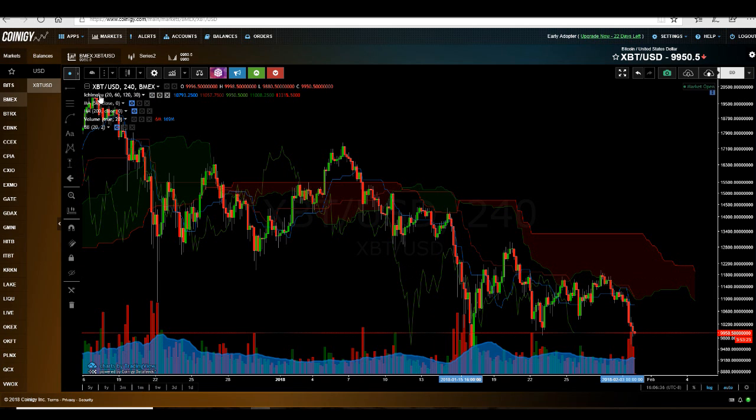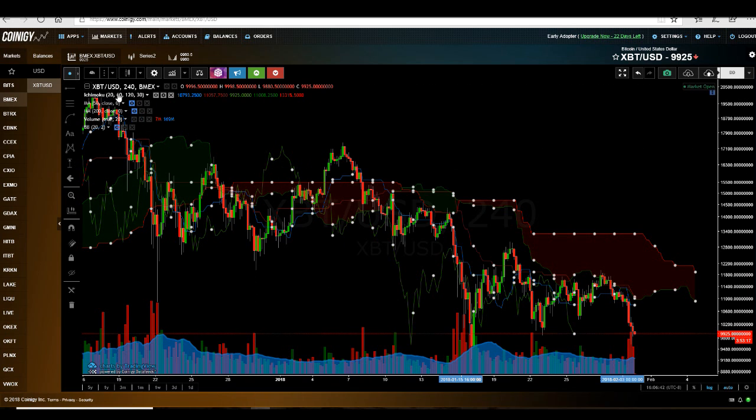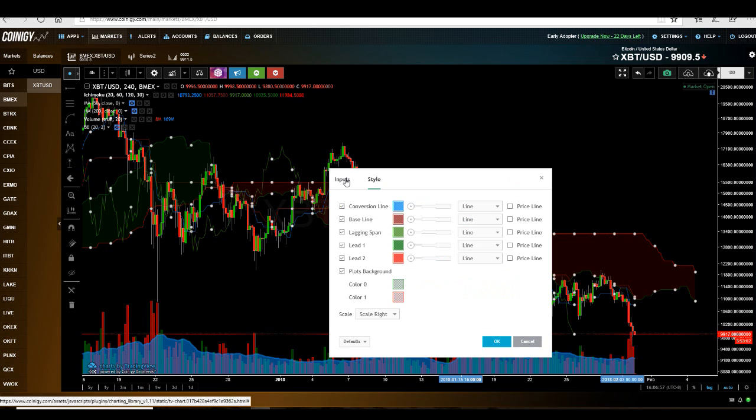First thing you want to do is make sure your inputs are correct. You want to go into Ichimoku, then format, click format, and then input the 20 for the conversion, 60 for the baseline, 120 for the lagging span, 30 for the displacement. If you'd like to know why, I can make a video on that. Just let me know. But for now, it doesn't matter.